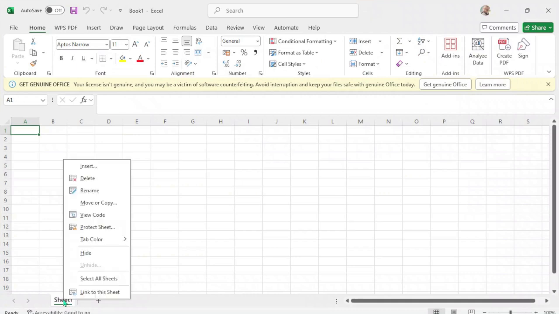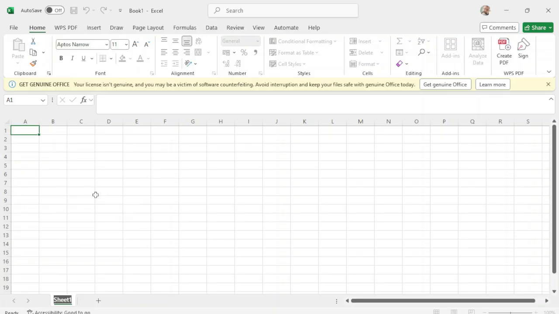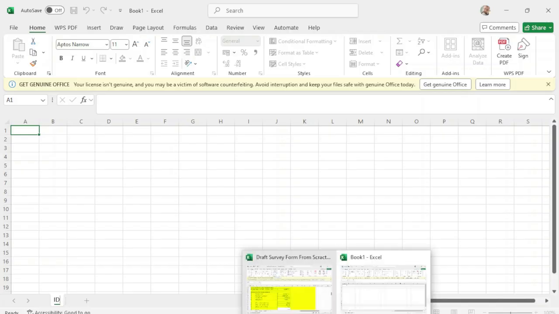Let's make this initial draft. You don't have a form. So what you do, you go to another draft survey program or sheet.